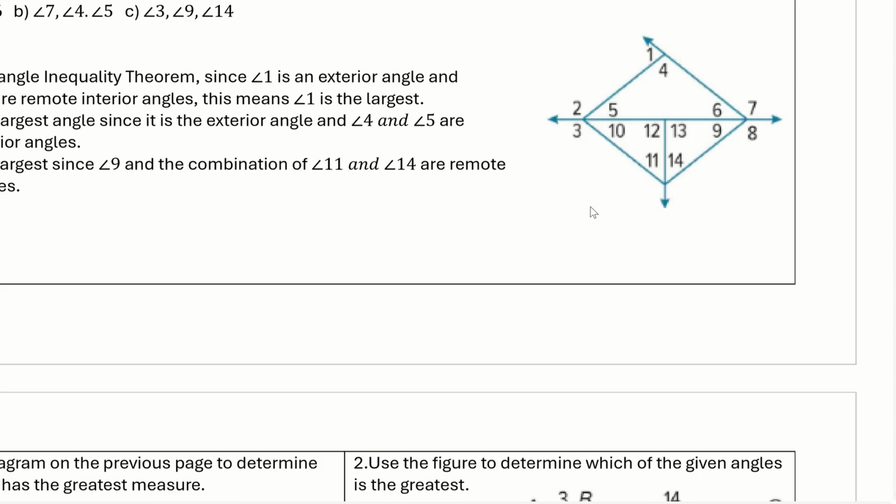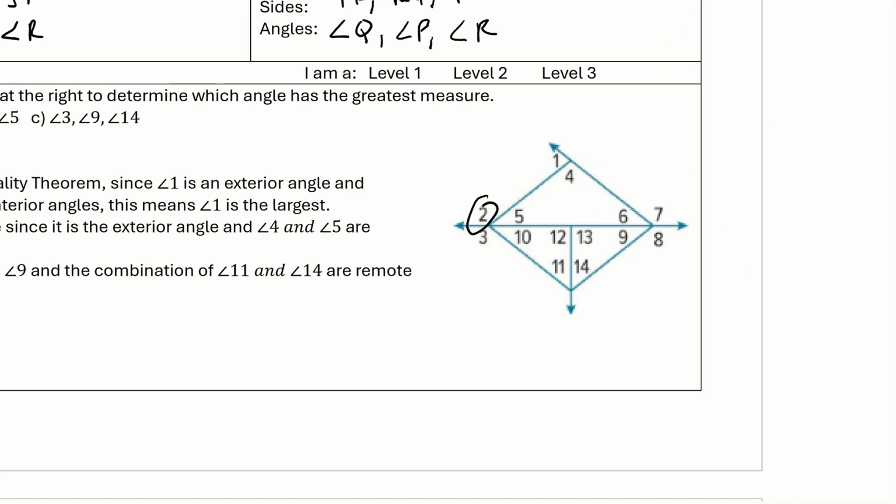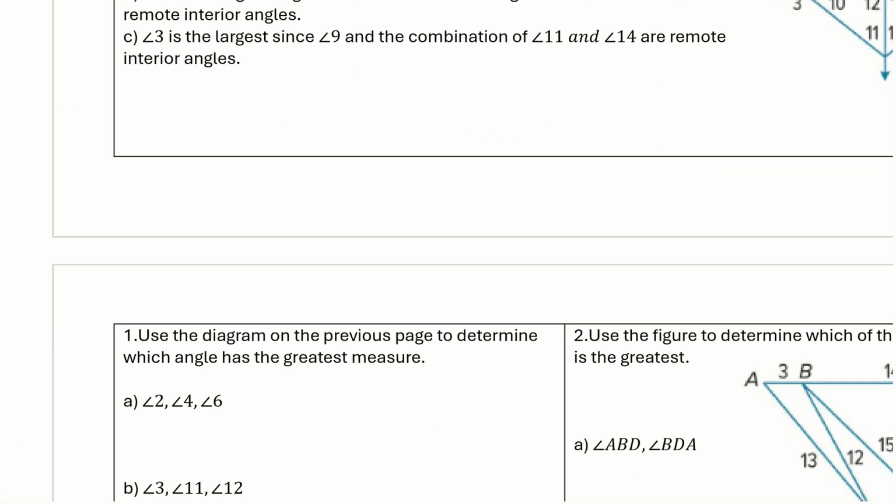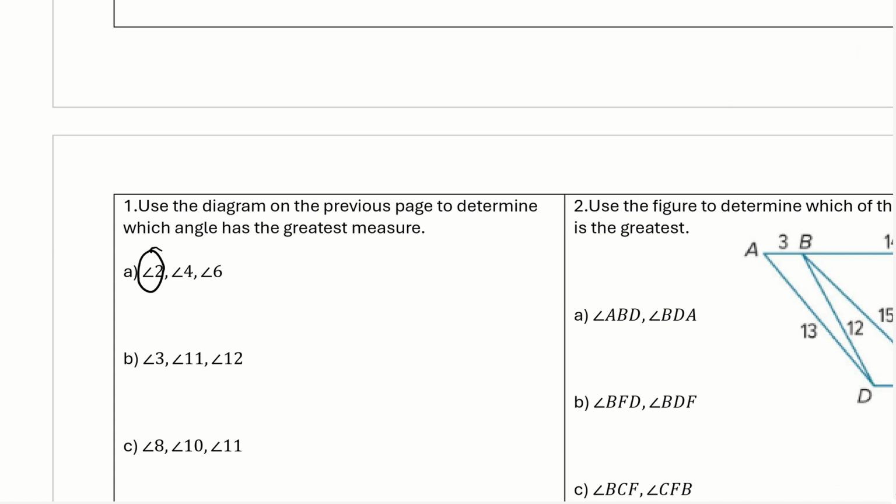Okay, so angle 2, 4, and 6. So 2 is an exterior angle. 4 and 6 are remote interiors. So therefore, 2 has to be the biggest, right? Because according to the triangle inequality theorem, angle 2 is the largest. I'm going to circle that.